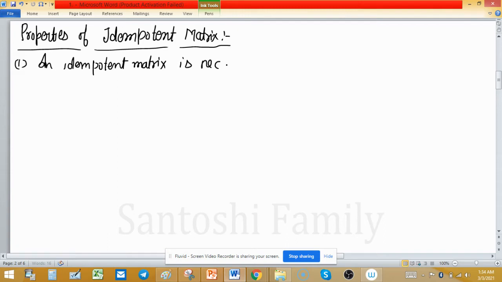An idempotent matrix is necessarily a square matrix. The second property is: if A and B are idempotent matrices of the same order, then AB is idempotent if AB equals BA, meaning if they commute.